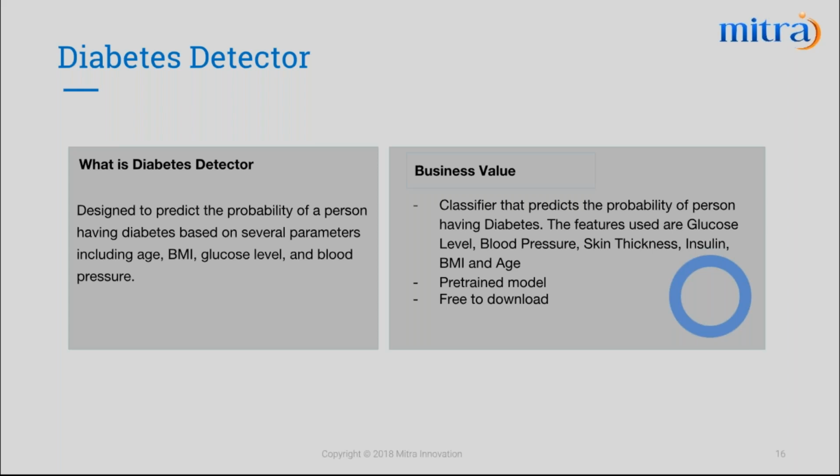So the business value is that before you actually get diabetes, or before the doctors identify that you have diabetes, this is able to predict if there is a chance, or a probability, of you getting diabetes in the future. The features include glucose level, blood pressure, skin thickness, insulin, BMI, and age. And it is also a pre-trained model using neural networks and free to download from the AWS Marketplace.